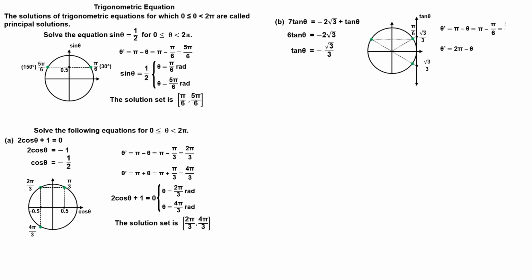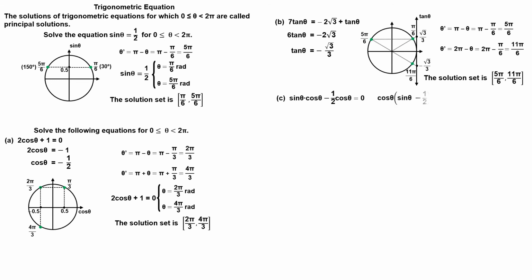There are two angles for which tangent of theta is minus the square root of 3 divided by 3. The angles are 5 pi divided by 6 and 11 pi divided by 6. The left-hand side of this equation factors, so we will start with factoring. We now solve each of the factors, thus creating two trigonometric equations. From the first equation, we get the cosine of theta equals 0. From the second equation, we get the sine of theta equals 1/2.